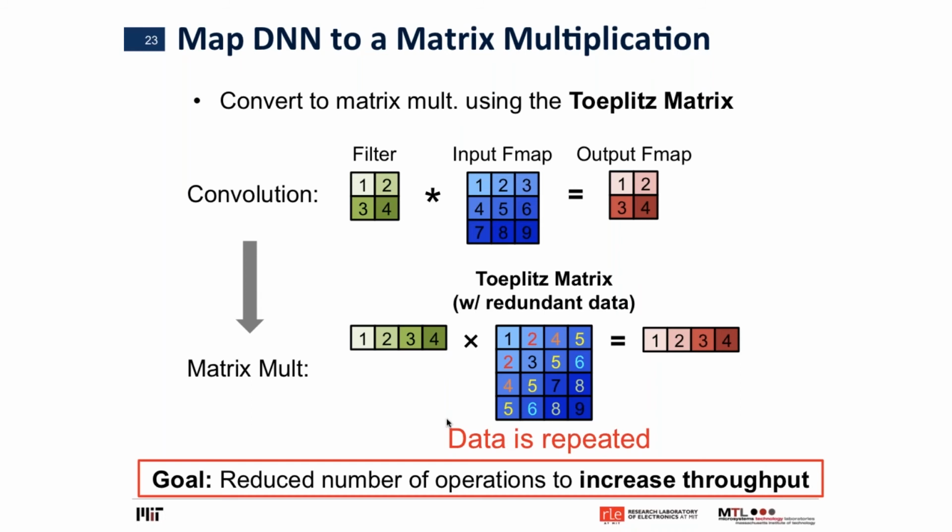And you can imagine that as you stack more filters here, you would generate more output feature maps, and this would become from a matrix vector multiplication to a matrix multiplication.